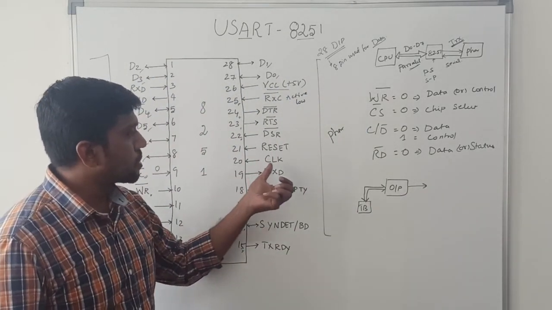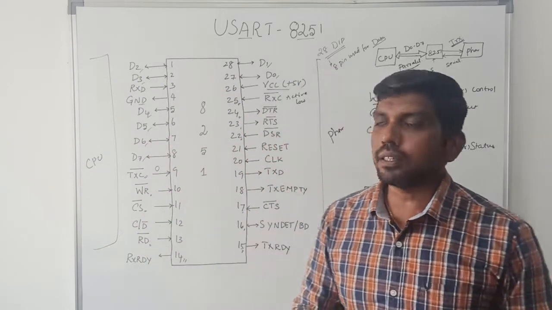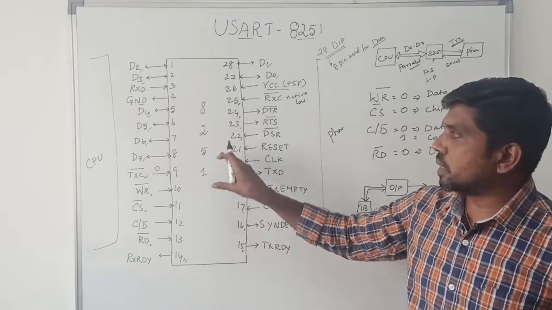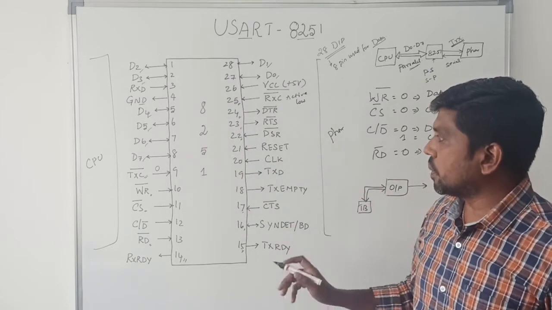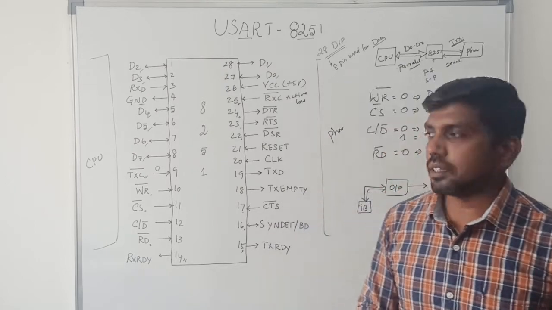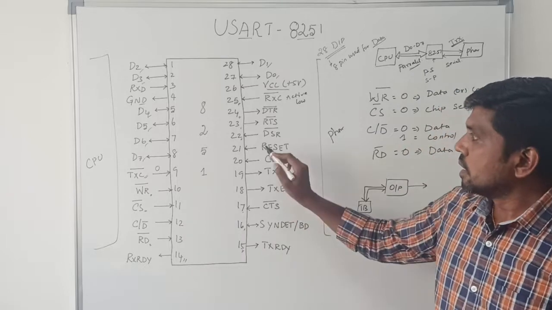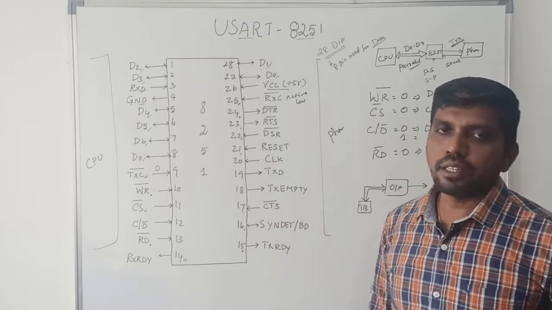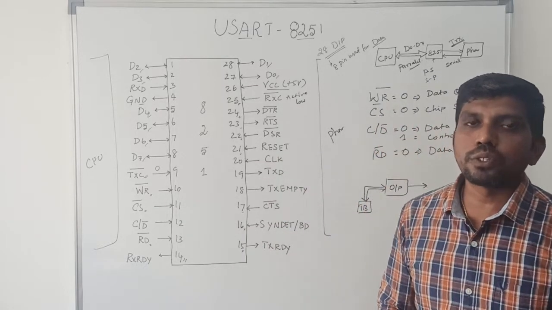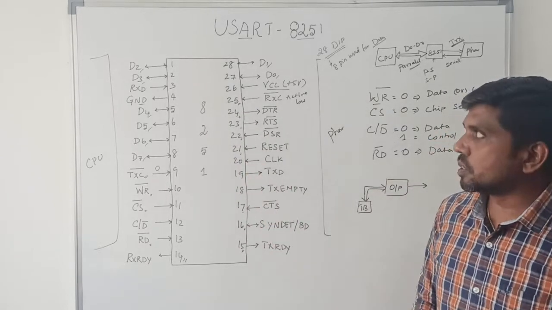Then pin number 20 is the clock. The clock signal is basically used to activate the internal blocks of 8251. This clock signal must be 30 times greater than the transmitter clock and receiver clock. Then pin number 21 is reset. The reset signal is mainly used to clear all the register contents and bring them back to the original position.